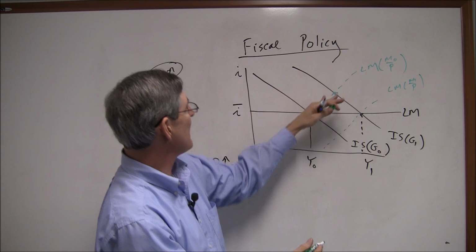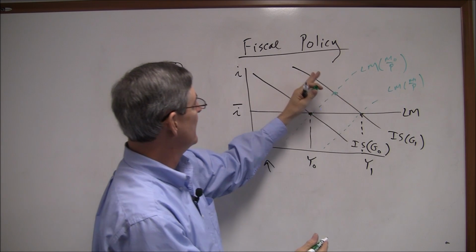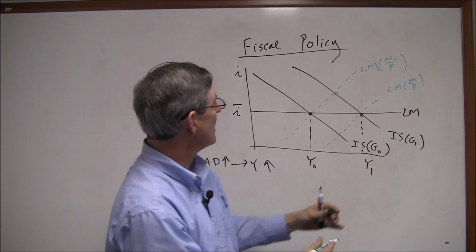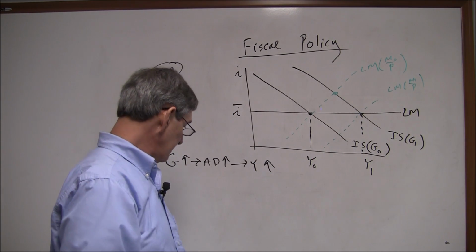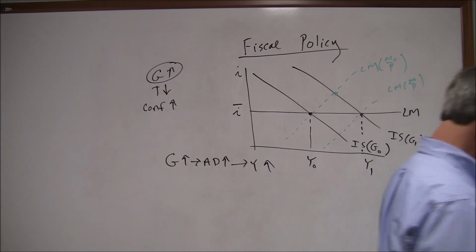And so in terms of our other model, that's what would be going on. Government spending goes up, that puts upward pressure on the interest rate. The Fed responds by loosening policy to keep the interest rate at its targeted level. All right, that's fiscal policy.